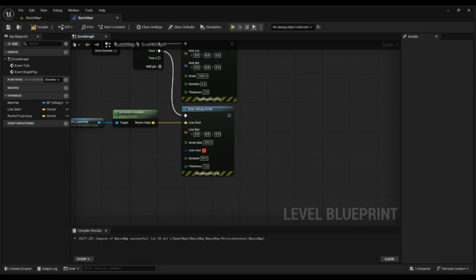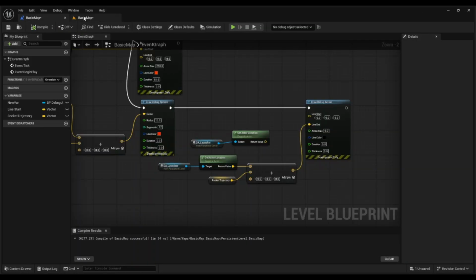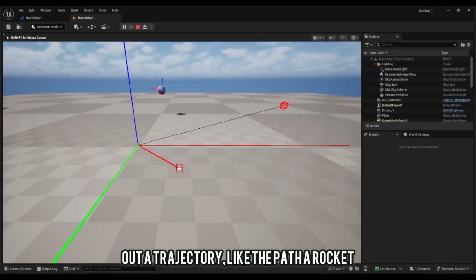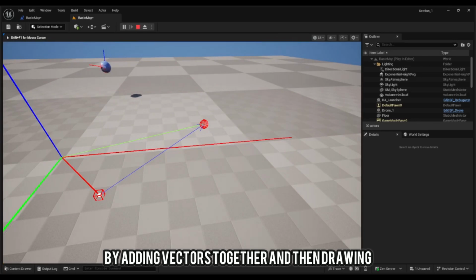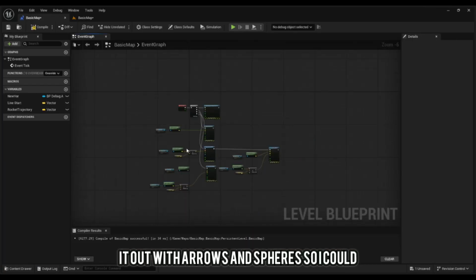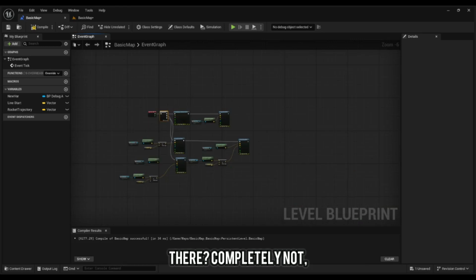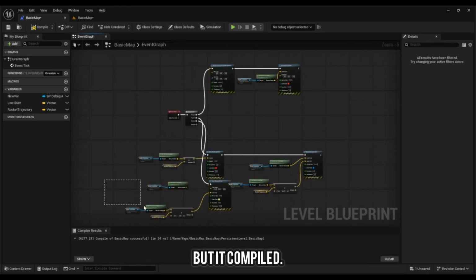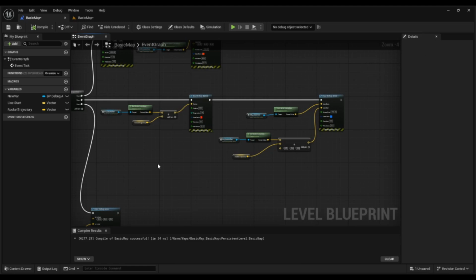Then operations, adding vectors, scaling them, and this is where the graph started to get genuinely messy. I ended up building this thing that worked out a trajectory, like the path a rocket would take, by adding vectors together and then drawing it out with arrows and spheres so I could see it. Was I fully following why every node was there? Completely not, but it compiled. It drew the right thing and I was slowly getting a feel for it.